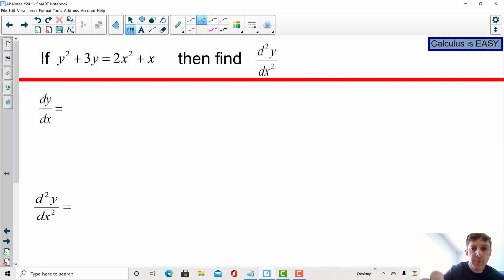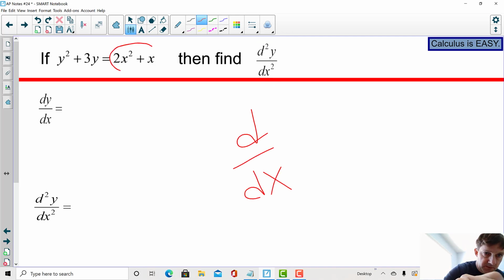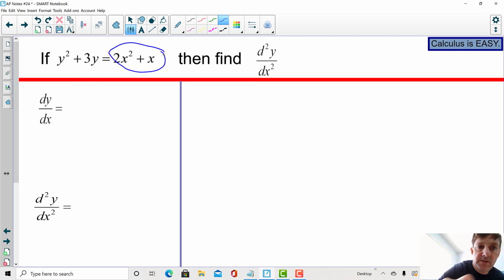Okay, last example, they want us to find the second derivative. Notice we're doing this type of derivative, d dx. So whenever we're doing the derivative of something with x, it's really simple. But when we do the derivative of something with y, we're going to need to put that extra y prime piece. The right side is really easy.